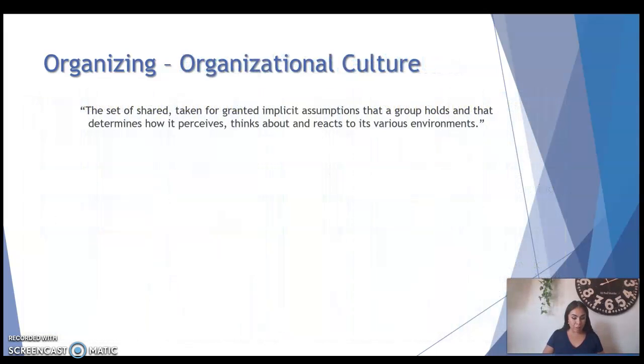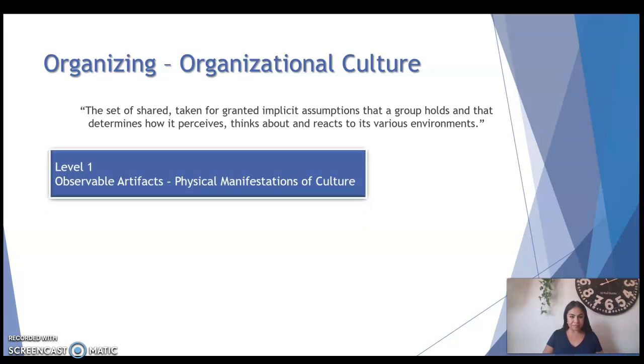Next, you want to learn about the organizational culture. So the definition is the set of shared, taken for granted implicit assumptions that a group holds and that determines how it perceives, thinks about, and reacts to various environments. First is going to be level 1, observable artifacts, physical manifestations of culture. This can be the way the employees dress, awards that are given, stories that are told about the company, decorations, or visible behavior of leadership.